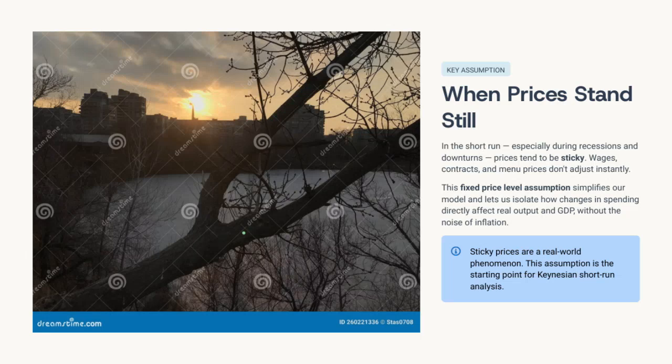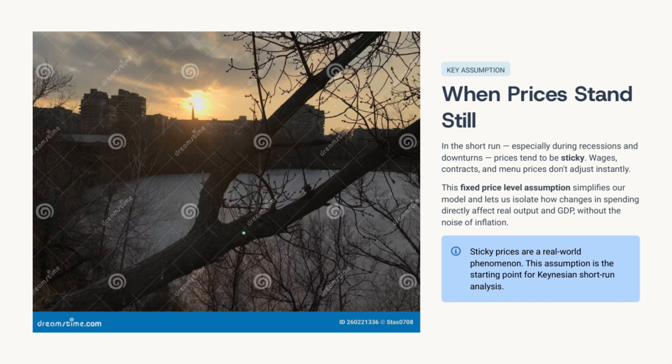Sticky prices are a real-world phenomenon that we actually observe in many economies. This assumption, that prices don't change immediately, is the starting point for Keynesian short-run analysis. It helps us understand how the economy behaves over a shorter period. By assuming a fixed price level, we simplify our model, which allows us to focus on how changes in spending directly impact real output and GDP. This way, we can ignore the noise of inflation for now.